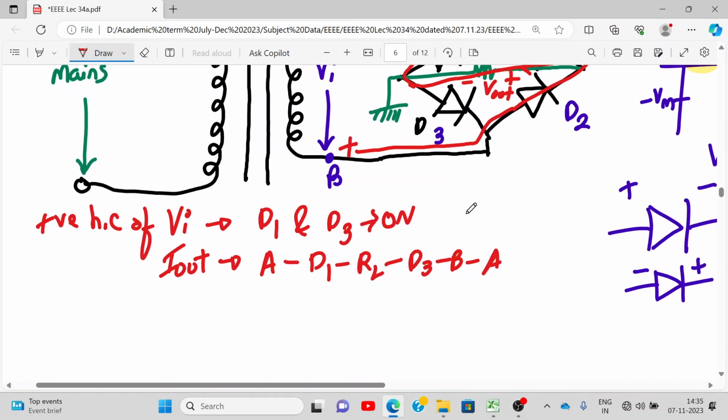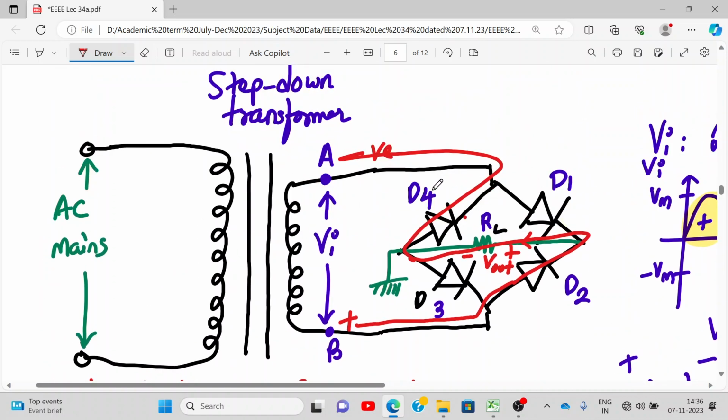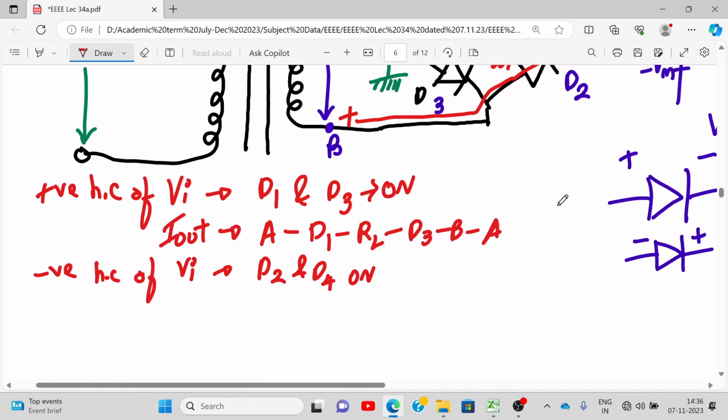So write down: during the negative half cycle of Vi, diodes D2 and D4 are on. Don't go by the naming. In the exam, you cannot remember or recollect everything, so trace it from the circuit. I am saying D2 and D4, but the names can change as per the way you have drawn it. It starts from B, goes to D2, load RL, D4 and back to A.